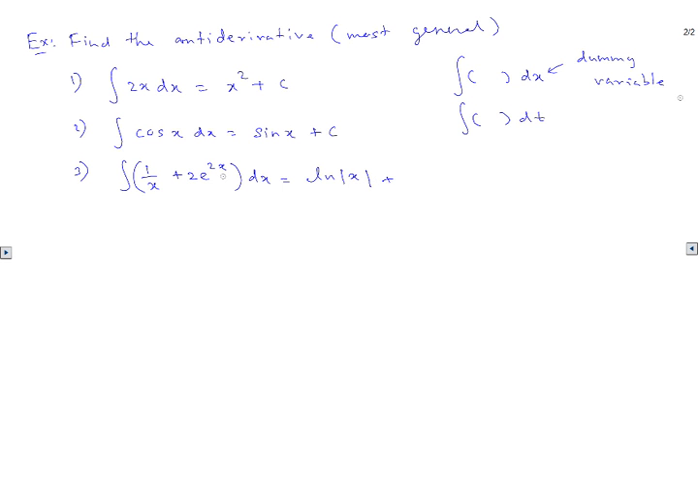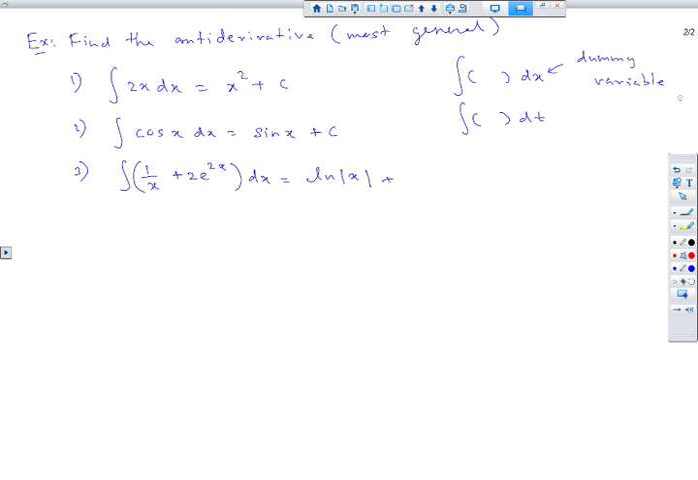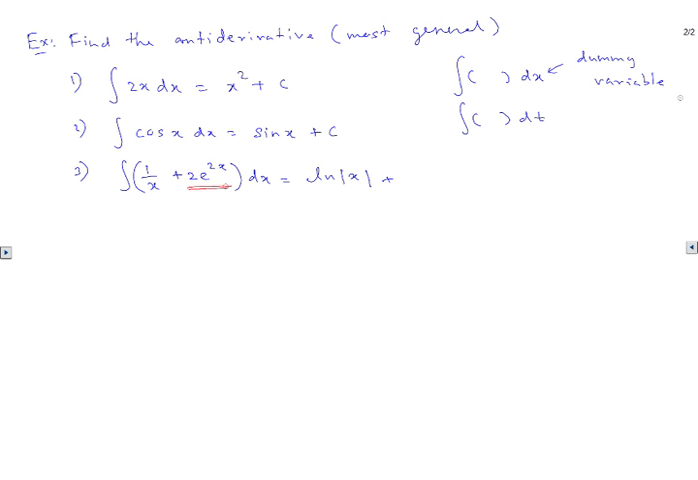If you have e to the 2x, you know that when you take the derivative of e to the 2x, what do you get? You get 2e to the 2x. Okay, so that means this is a complete derivative of a function. What function? E to the 2x. Because we know that if you take the derivative, you get 2e to the 2x.